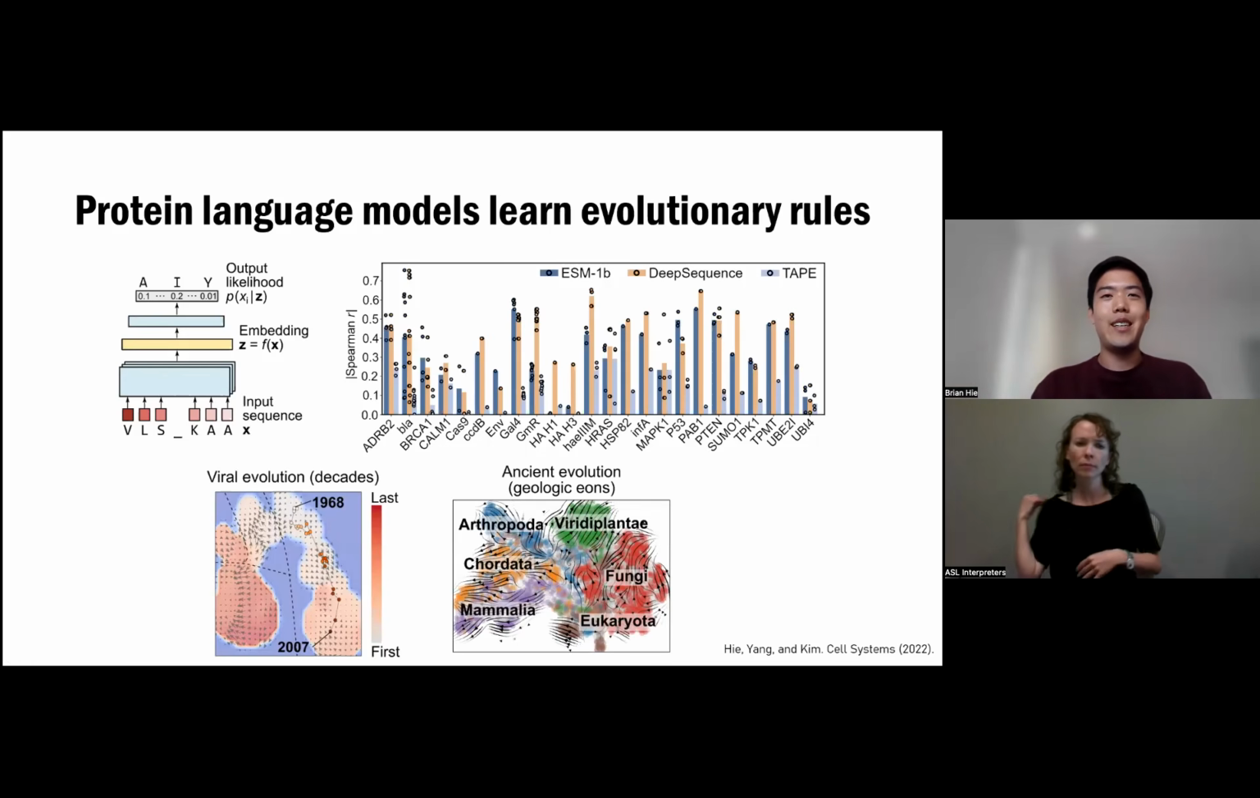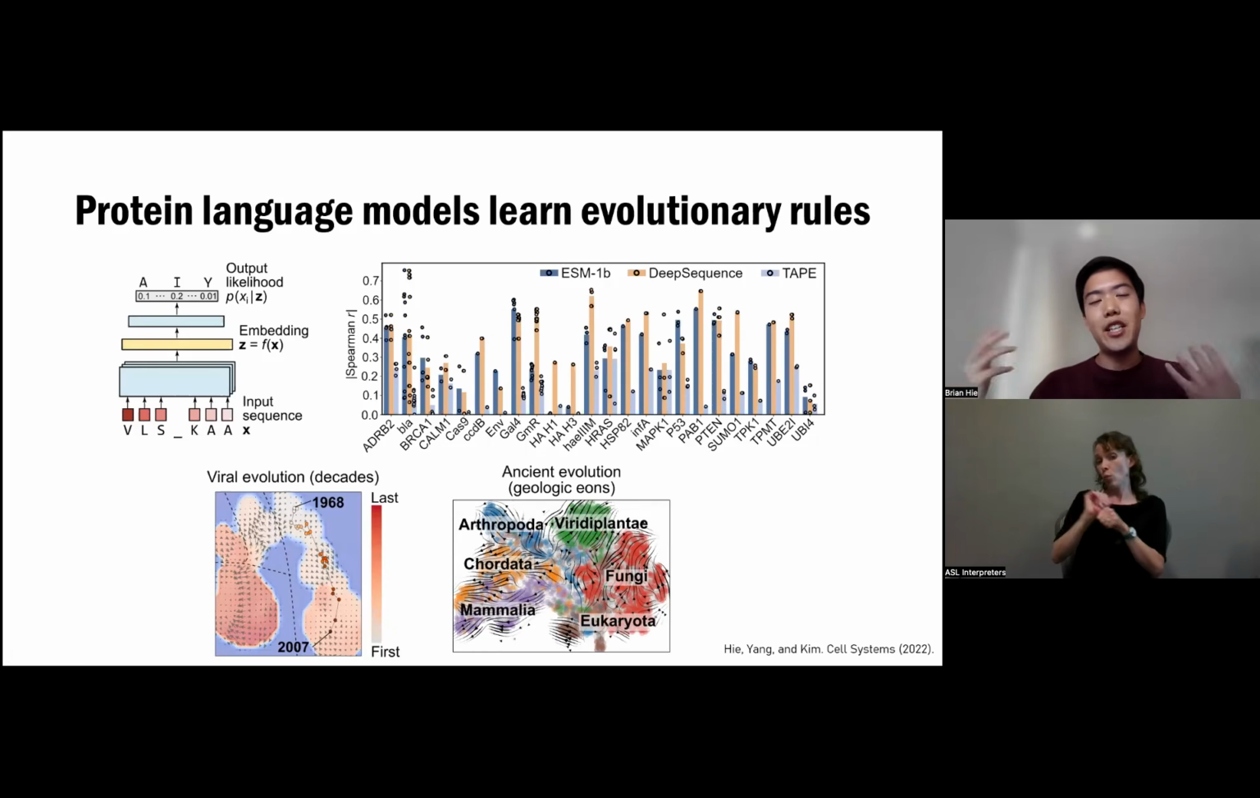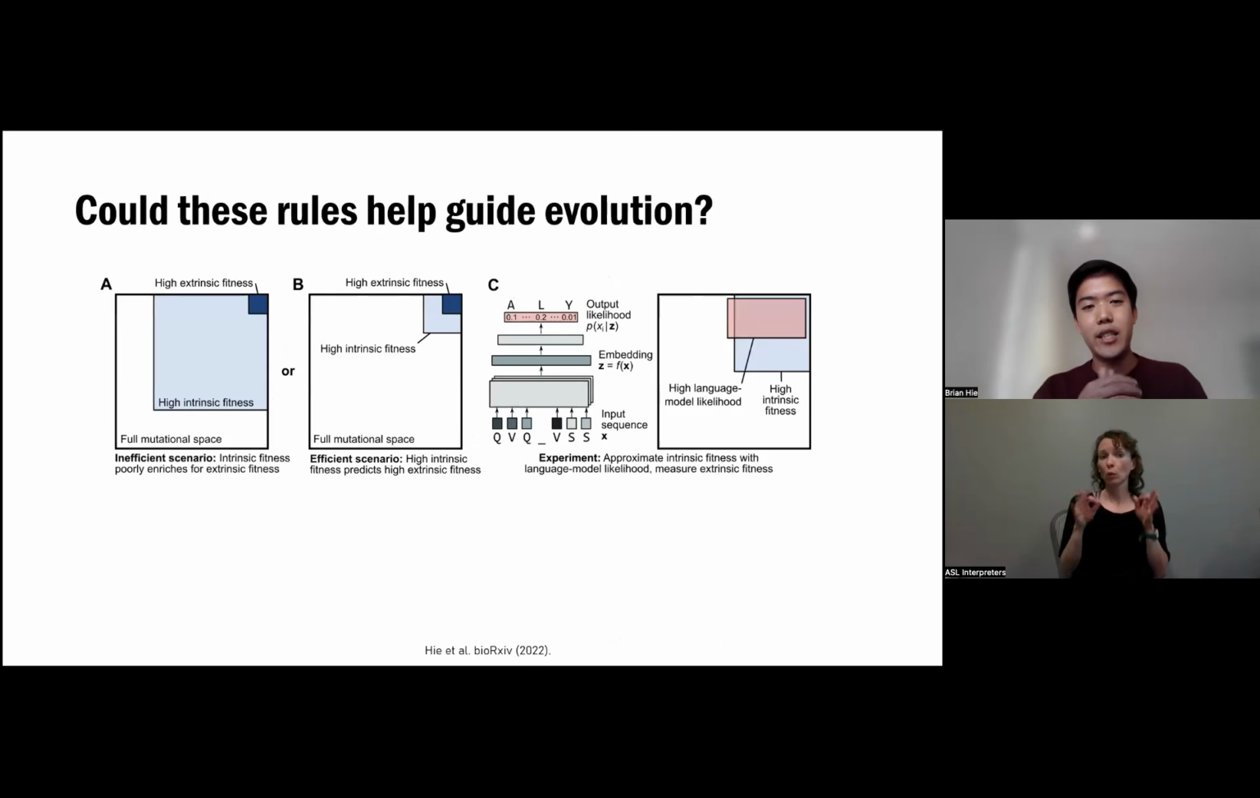We've also seen in previous work that if you look at natural evolutionary trajectories, over in some cases decades for viral evolution and geologic eons for ancient evolution, these trajectories will actually progress in the same direction as higher relative language model likelihood. So the takeaway is that there's some evolutionary information being learned by these language models. So the big question is, can these rules that are learned on past evolution help guide evolution in the laboratory?